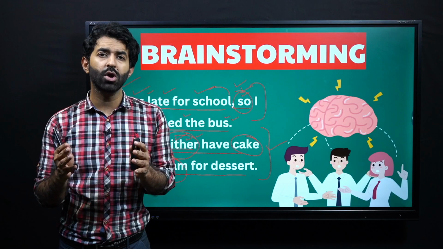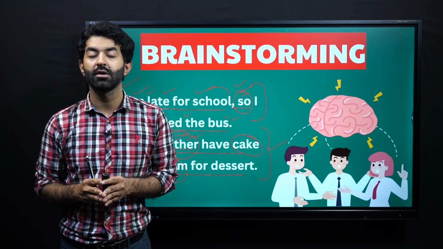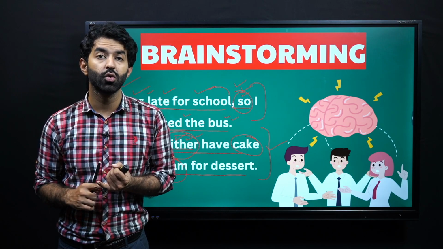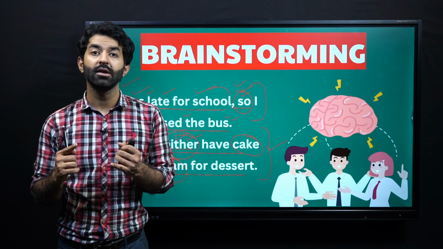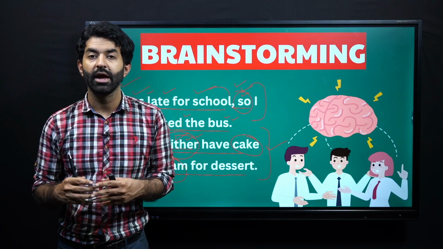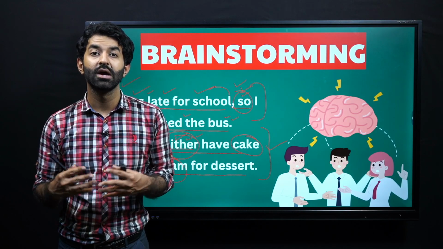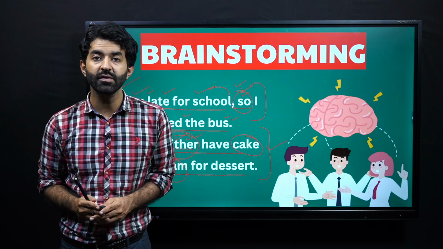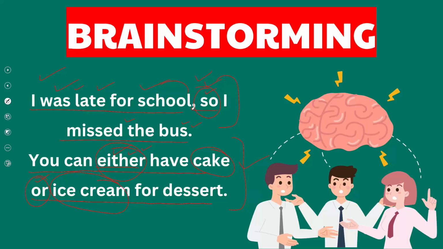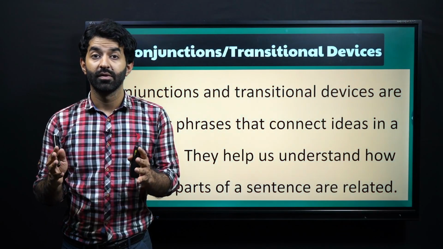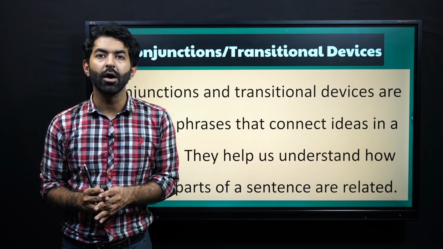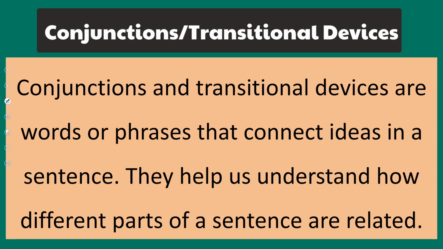Now students, can you come up with some sentences of your own that, number one, show cause and effect, and secondly, can you construct one sentence that shows choice? Now this is your task for the brainstorming. Do it quickly and come back soon. Alright students, that's a very good job you've done. Now let's talk about transitional devices or conjunctions. These are words or phrases that connect ideas in a sentence. They help us understand how the different parts of a sentence are related.